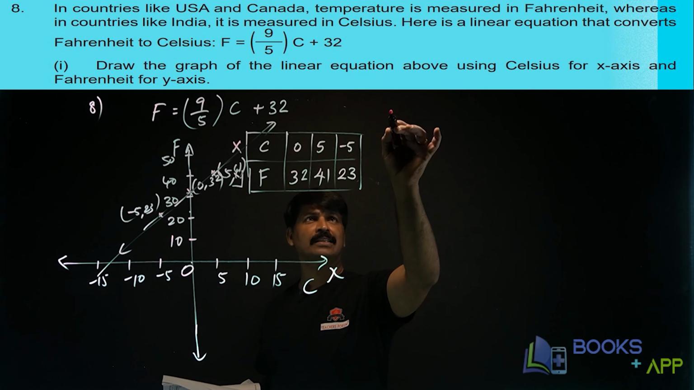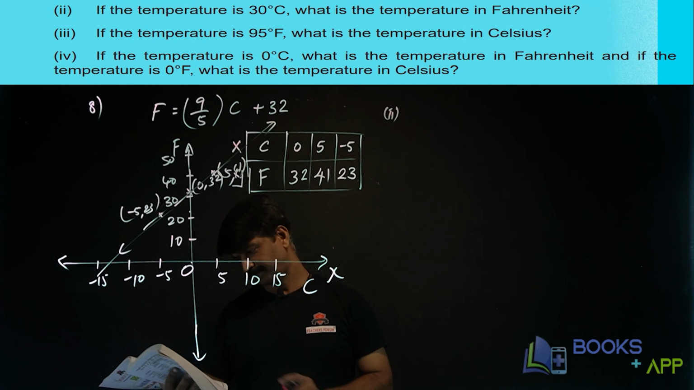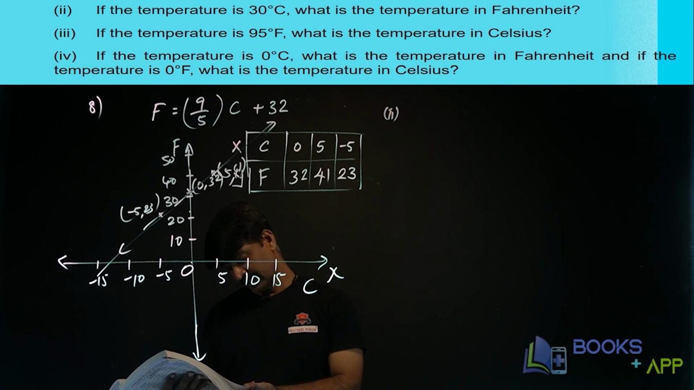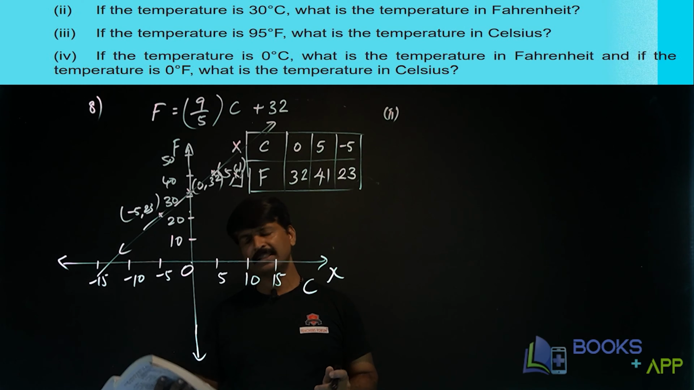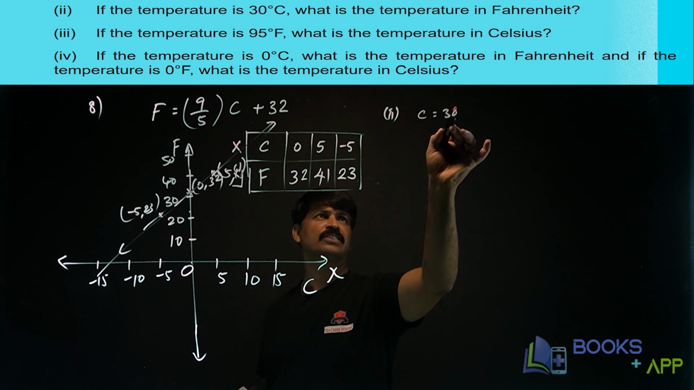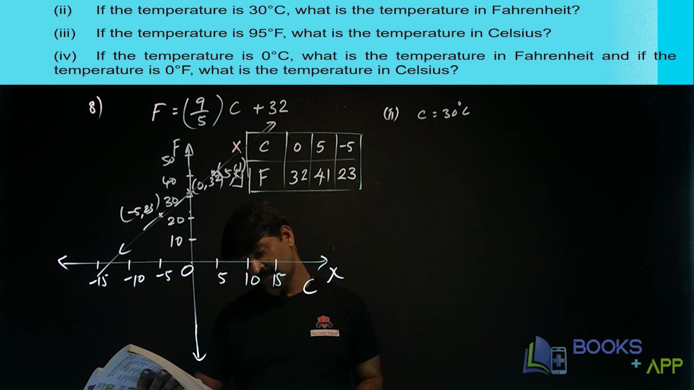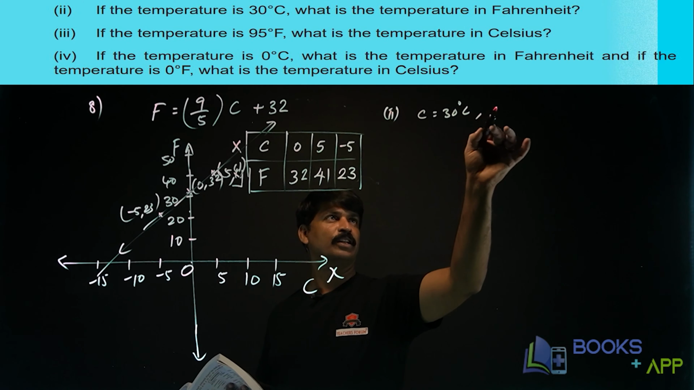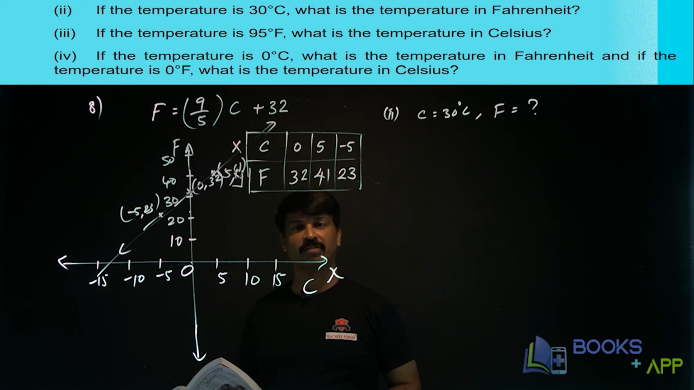Now let us read the second part, the second question. The second question is, if the temperature is 30 degrees Celsius, so you are given C is 30 degrees Celsius, then you should find out what is Fahrenheit. Then you should find the value of F. So what do you have to do?